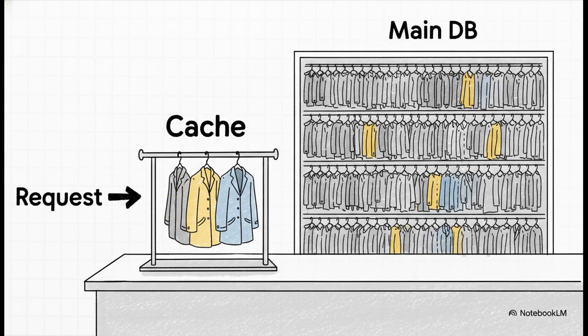So, we need a faster way to deal with the popular links. Let's go back to our coat check analogy. If some guests are running in and out all night, you don't keep putting their coats way in the back room, right? No, you keep it right there by the front door for super quick access. That is exactly what a cache is for our data.